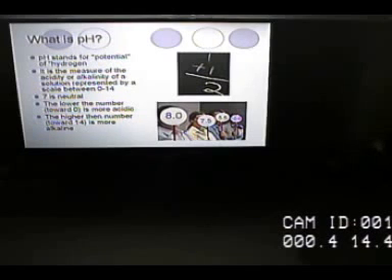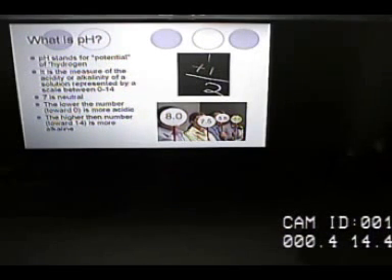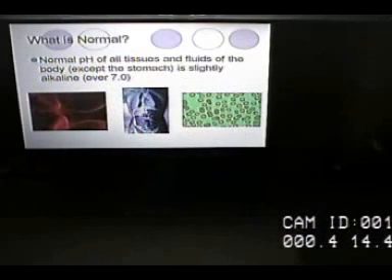So what is pH? It's potential of hydrogen. It's the measure of the acidity or alkalinity. And 7 is neutral. The lower the number towards 0, it's more acidic, so you don't want that. And the higher the number towards 14, you want to have that. That's more alkaline. So the normal pH of all tissues, except for the stomach, is slightly alkaline, over 7.